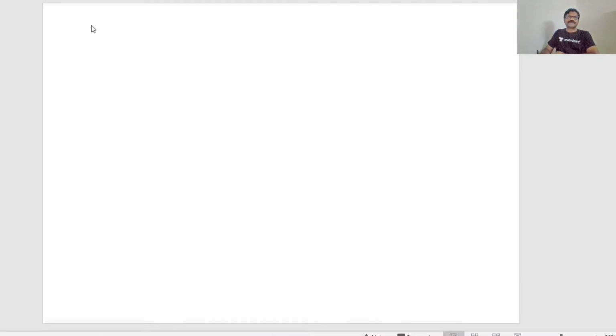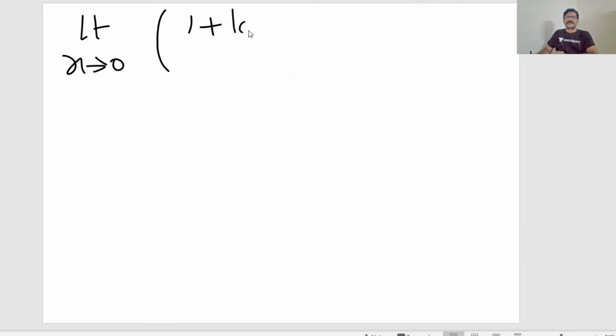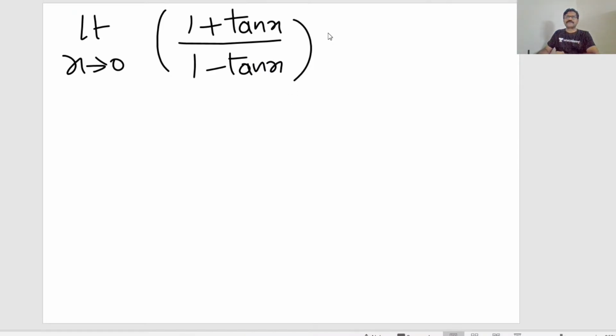That can be written as limit x tends to 0, tan pi by 4 plus tan x, so 1 plus tan x by 1 minus tan x, whole power 1 by x. Now it is clearly in the form of 1 plus x whole power 1 by x. When x tends to 0, tan x also tends to 0.